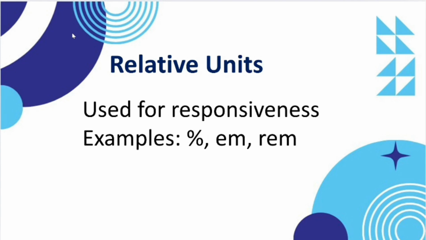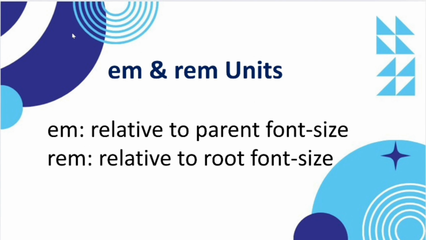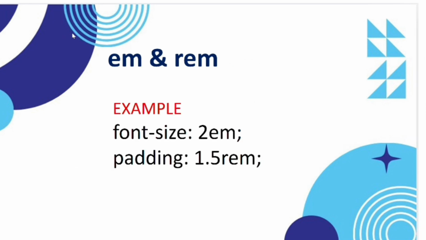If the root font is 16 pixels, 2 EM inside a 20 pixel parent equals 40 pixels, while 2 REM means it is 32 pixels. Here let's see an example. Font size is 2 EM, padding is 1.5 REM. Using relative units ensures your design scales across your devices.